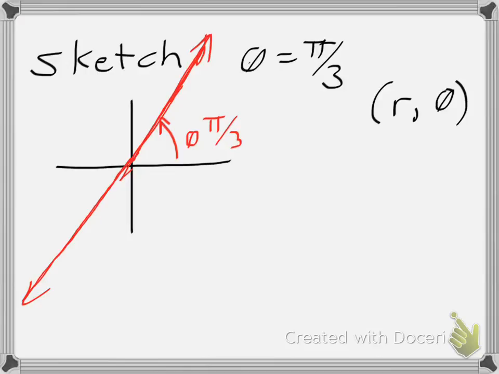And seeing as pi over 3 can be looked at as a reference angle, down here, that's also pi over 3, which means this graph also goes through the angle of, if I go all the way around, it's equivalent to drawing another line at 4 pi over 3.